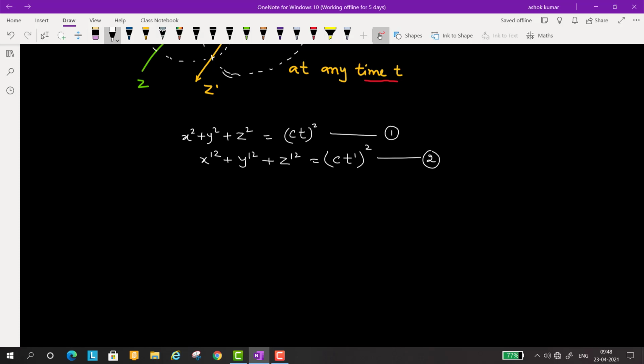So let us suppose those relations will be of the form x dash is equal to k, a constant, times (x minus vt), because there is a motion along the x-axis, but there is no motion of the frame of reference along the y-axis and z-axis, so those relations will be simply like this. But in the Lorentz transformation equations, motion of the frame of reference affects space and time coordinates simultaneously, so time coordinates will be correlated like this.